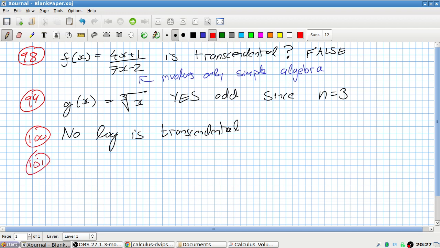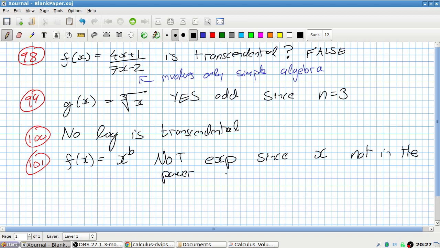101. F of x equals x powered b. That's not exponential, since the x is not in the power. Exponentials have x in the power, like, e.g., it should be b power x. So yeah, what have we got so far? False, true, false, false. And then the last one here, 102.